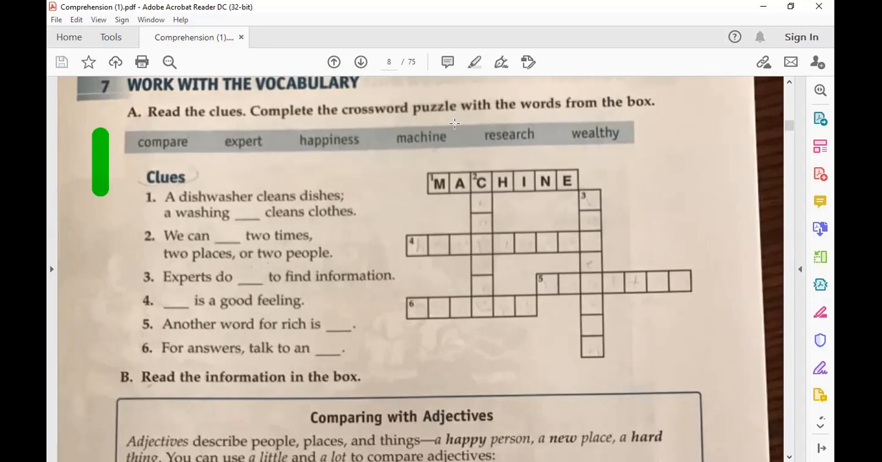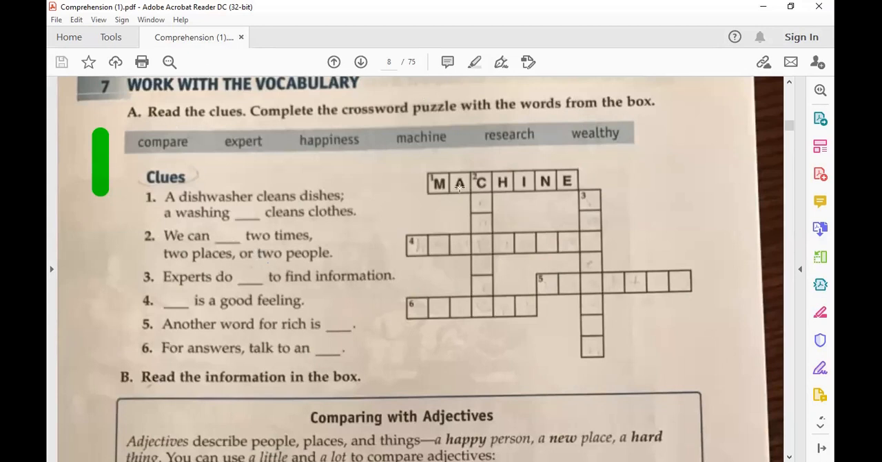Something that works, in Arabic آلة. Yes. Research. You know what research is? Okay. Wealthy means rich people. Good. It's someone who is rich.